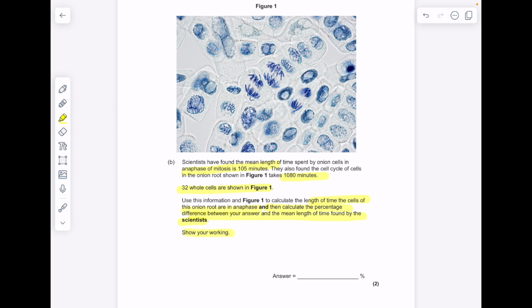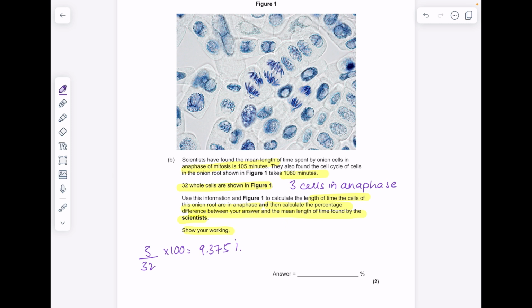So our first step is to look at these 32 cells and work out how many of the cells are in anaphase. Remember, that's when the chromosomes start migrating to opposite poles of the cell. So that's that cell, and this cell, so 3 cells. So if that's 3 cells out of 32, as a percent we do 3 divided by 32 times by 100.